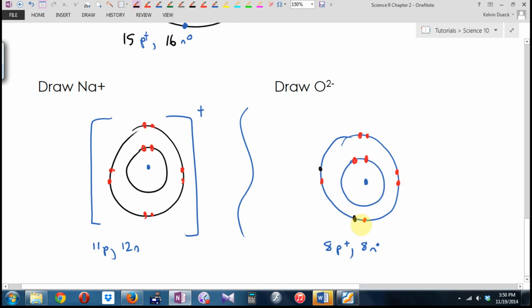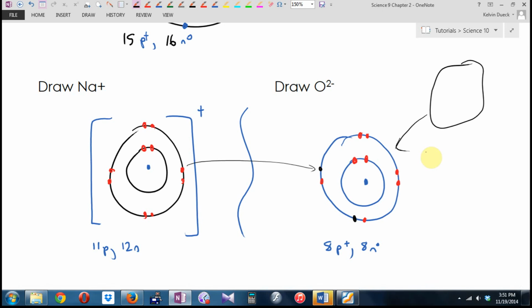Now, where do those electrons come from? One came from this sodium, the outer valence shell, and if there was another sodium, let's say right here, it also gave oxygen its electron. In fact, if you're combining sodium and oxygen, it turns out you need 2 sodiums for every 1 oxygen, because oxygen wants 2 electrons, and each of them has 1 to spare.